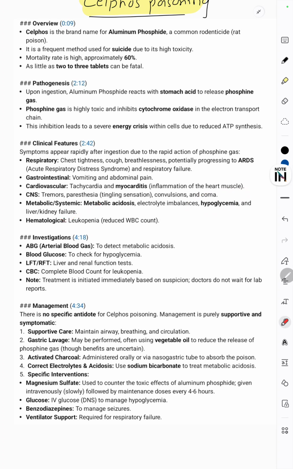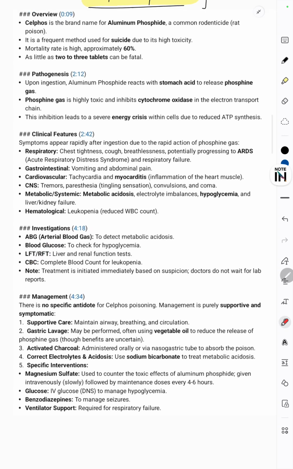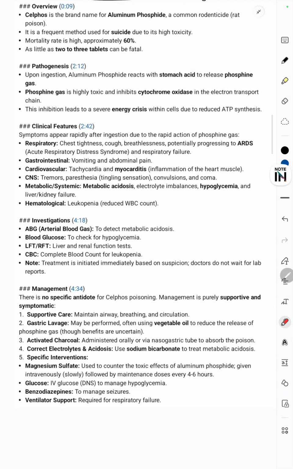Hematologically, leukopenia is seen. So in the investigations, the ABG analysis will show acidosis, blood glucose will show hypoglycemia, LFT and KFT are deranged, and CBC shows leukopenia. Treatment is started immediately just by taking the history from the relatives. So management is very important.